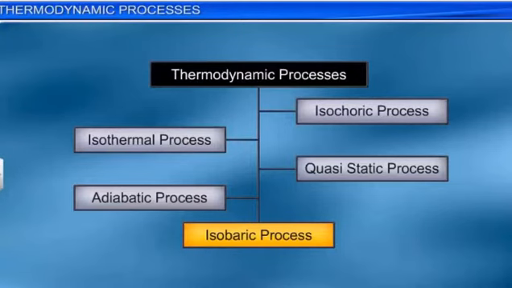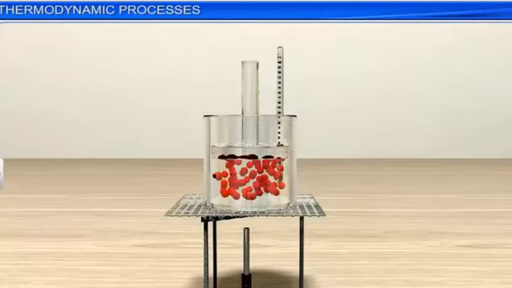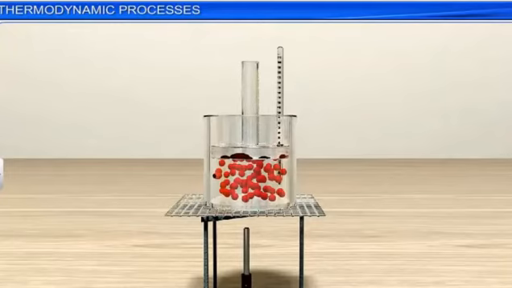Let us discuss another thermodynamic process known as isobaric process. If a thermodynamic process takes place at a constant pressure, it is called an isobaric process. Consider a sample of a gas in a container with a movable, frictionless, light piston. Expansion of a gas when heated is an example of an isobaric process.